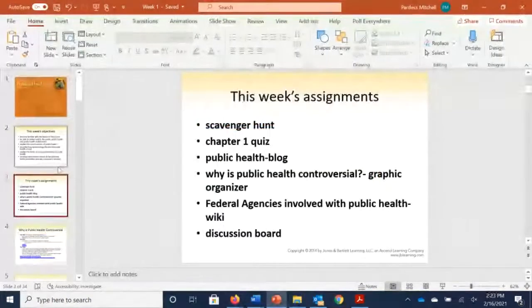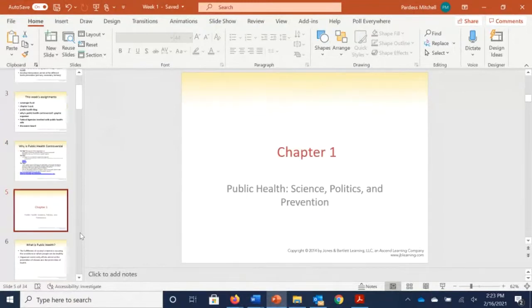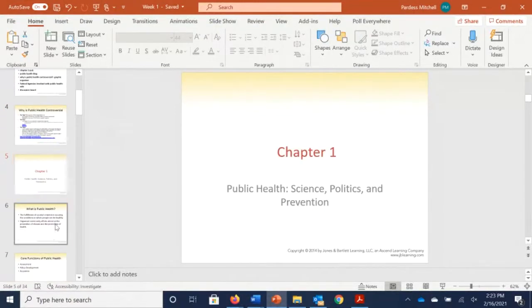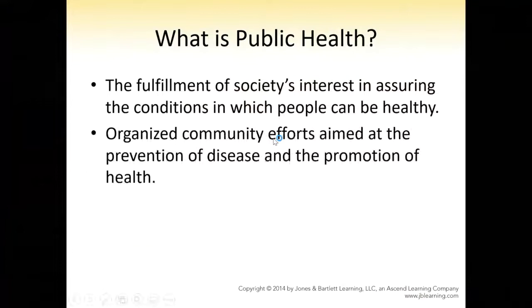All right, let's now talk about what we're going to be talking about this week. So first we'll talk about chapter 1, what is public health, and we'll talk about the science and the politics, what encompasses public health. So public health is fulfilling society's interest in assuring conditions where people can be healthy. It's organized community efforts aimed at the prevention of disease and the promotion of health. So it's twofold, right? Not only just to prevent diseases, but to promote health.